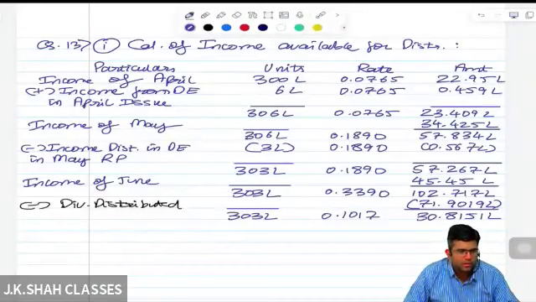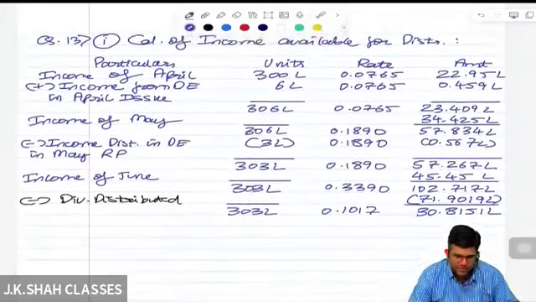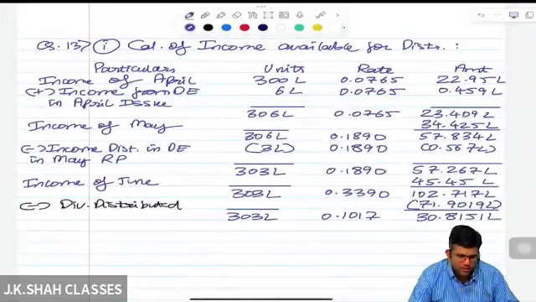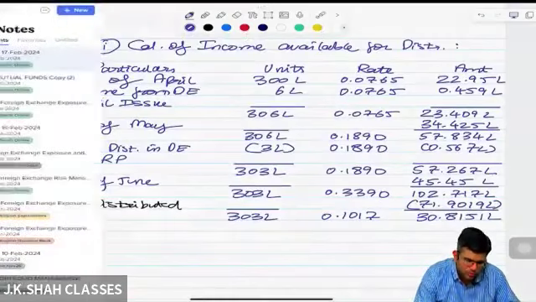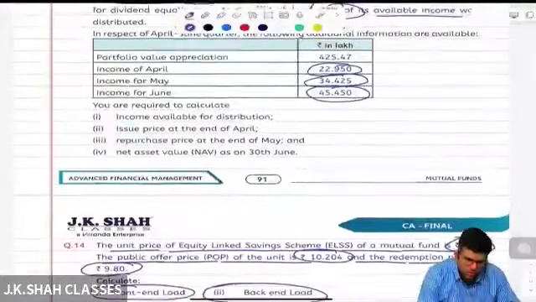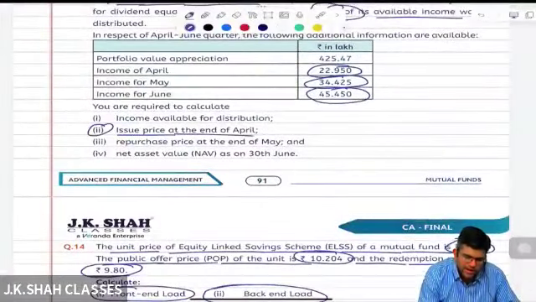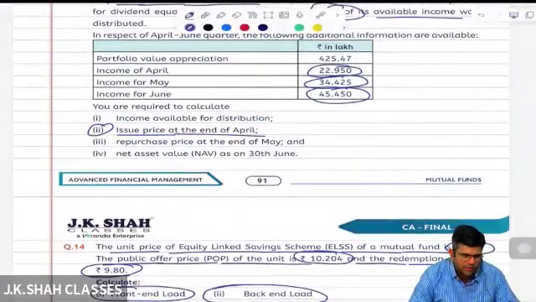All done? So with that, students, we complete the discussion to point number 1. What is the income available for distribution? Everyone ready? Now we go to point number 2. Students, point number 2, they are asking you, what is the issue price at the end of April?